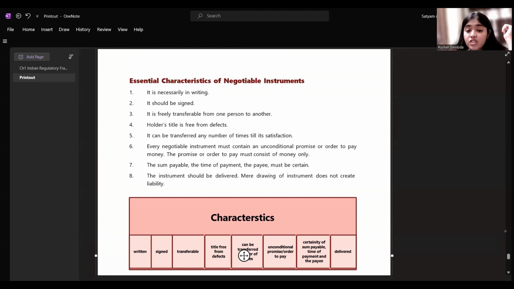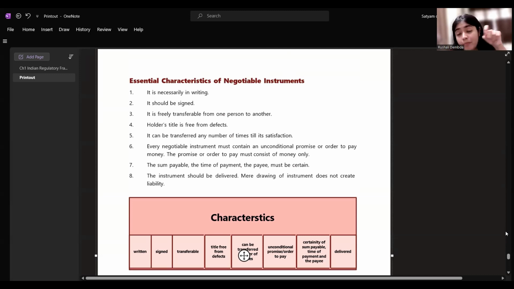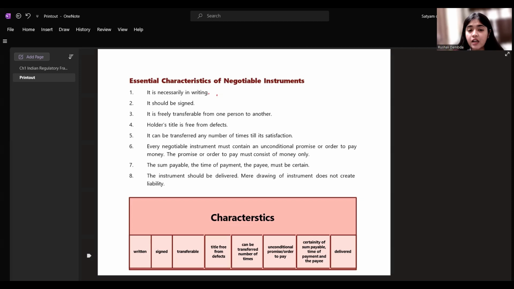Then, every negotiable instrument must contain an unconditional promise or order to pay money. The promise or order to pay must consist of money only. It is compulsory. Negotiable instruments cannot be given to any person if there is no money involved. For non-monetary transactions, there is no negotiable instrument. If money is involved, negotiable instruments can be generated. And there should be an unconditional promise. There should not be any condition like pay me on this date only, pay me on that date only. These things should not be there.